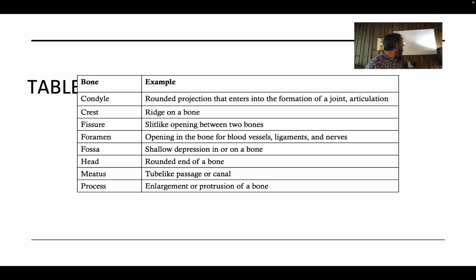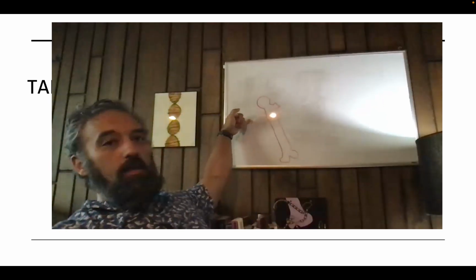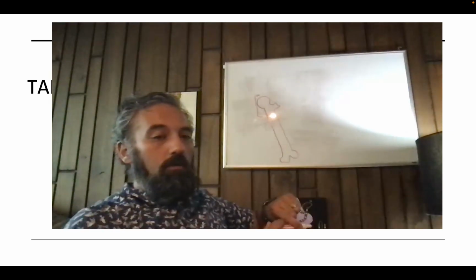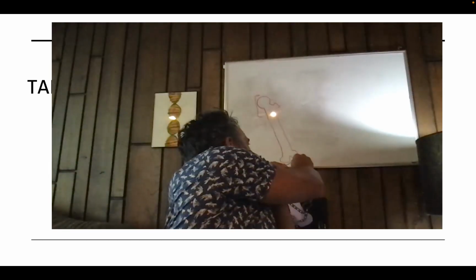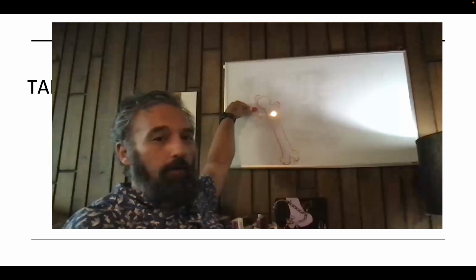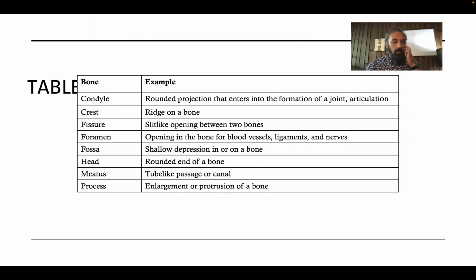If we were to draw a bone on my board up here, so this is a femur. The head of the femur is this portion. The condyles are going to live here and here. A process is a large portion of a bone that protrudes out of the bone. And a meatus is going to be a tube-like passage or canal.